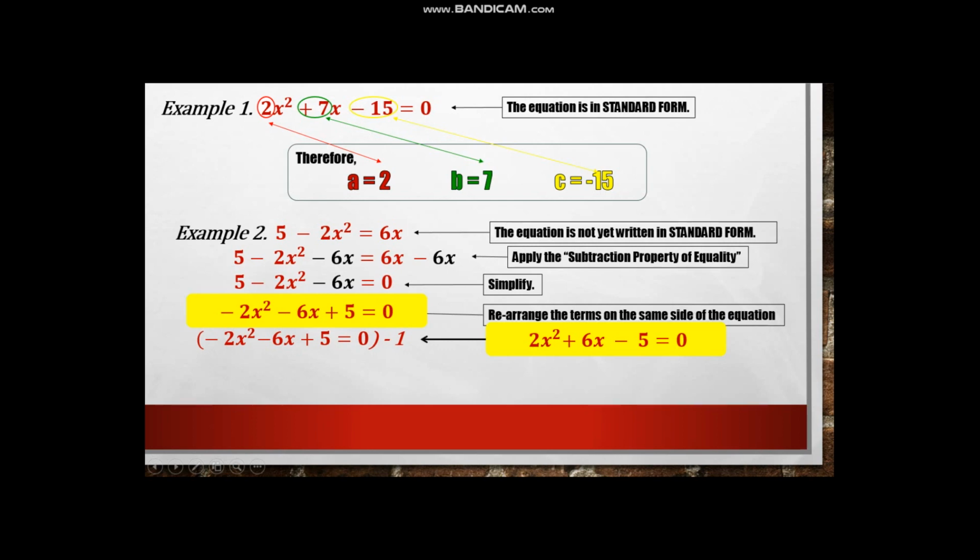So meaning to say, -2x squared minus 6x plus 5 equals 0 is just the same as 2x squared plus 6x minus 5 equals 0. They are equal. They are both written in standard form. It's just that I wanted you to have a positive quadratic term here. So therefore, the values of A, B, and C are: A, the numerical coefficient of the quadratic term, is 2. B, the coefficient of the linear term, is 6. And C is the constant term, which is -5.